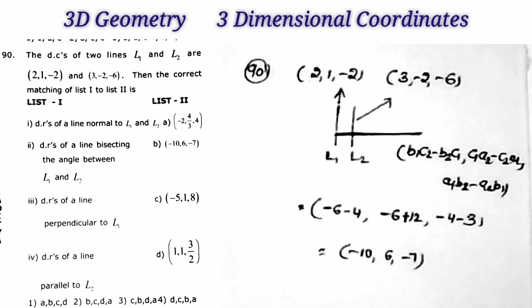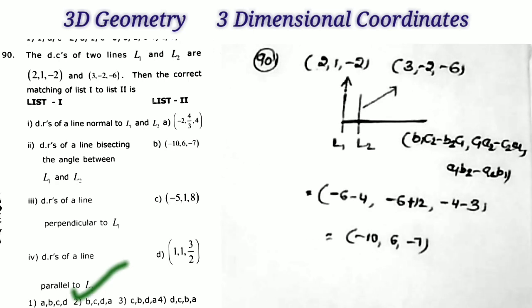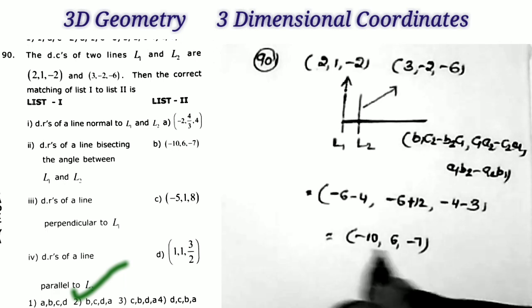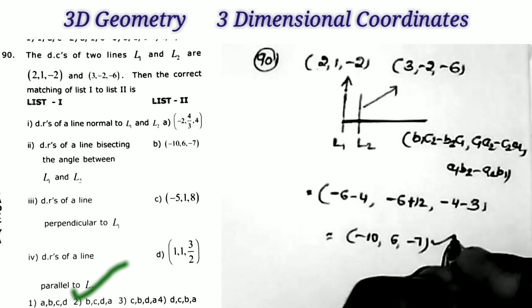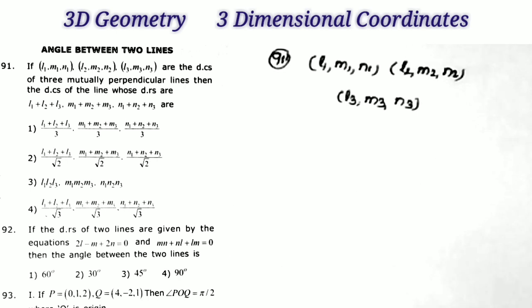Now check this value in list 2. So this is the B option, that is, the first question is matched to B. So once you check the options, 2 is the correct option. In the second option only we have 1 connected to B, that is, the second option is the correct answer. That means without doing the remaining questions, you can directly tell the answer. That's all.